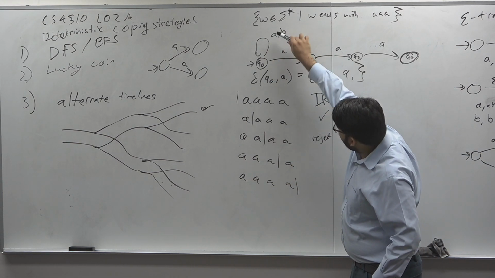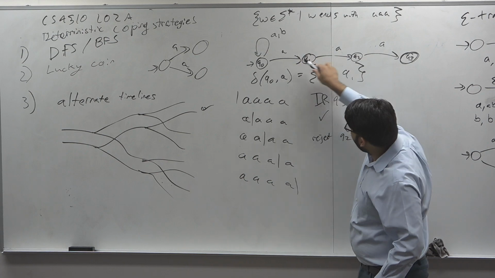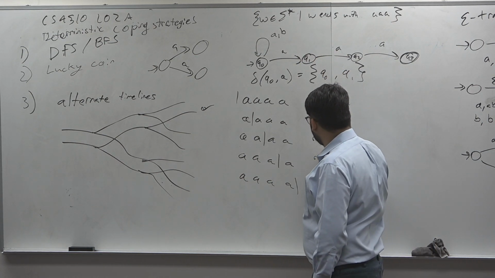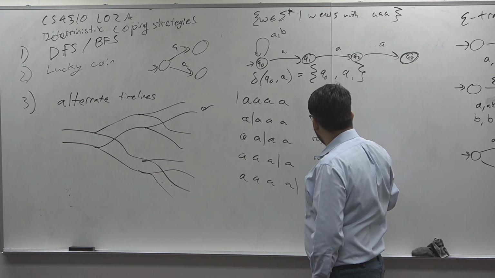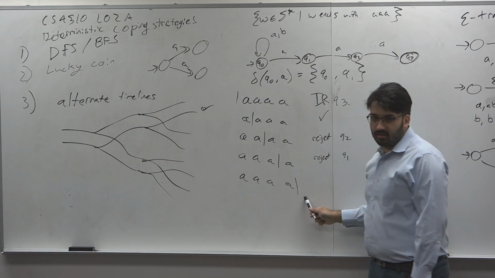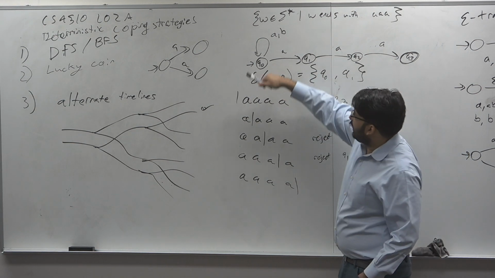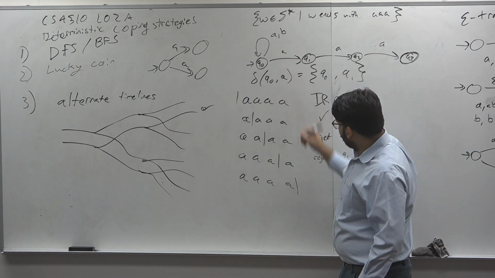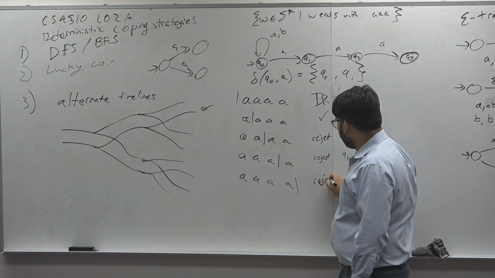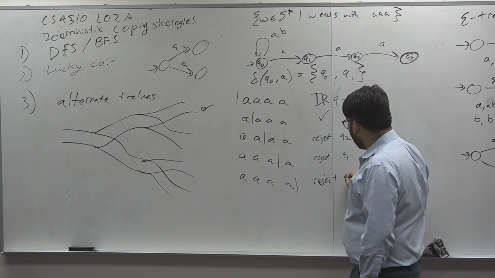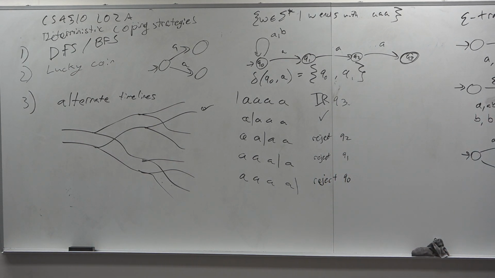Let's suppose we guess even later. A, A, A, A. That's going to be reject on Q1. And let's say we guessed way, way, way too late. A, A, A, A. We're going to reject on Q0. Okay, so we see that on this specific word, there are 5 computations.